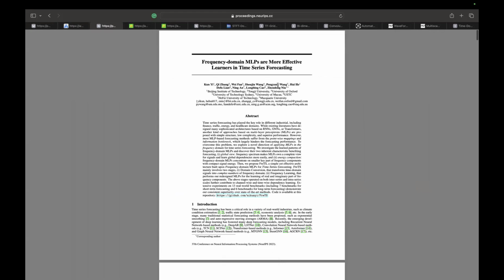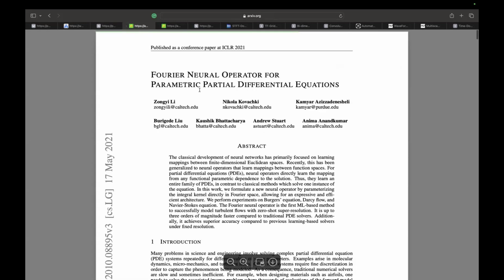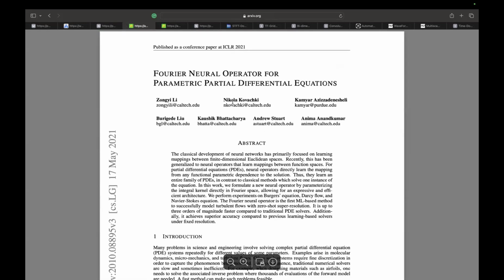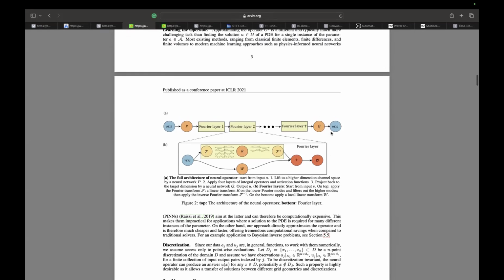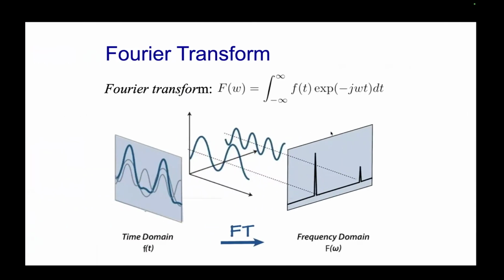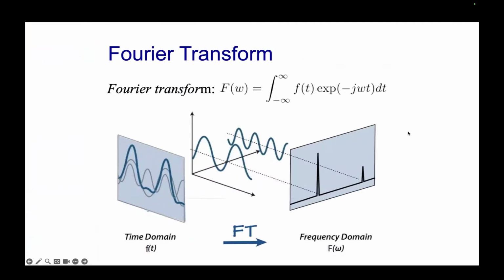Then this is for time series forecasting. This is a NeurIPS 23 paper. So they are using MLPs in frequency domain. They are first taking the Fourier transform of the signal and they're applying MLPs there. Then we have neural operator, which also uses Fourier transform. So Fourier transform, filtering, Fourier inverse, then activation. This is the neural operator. So this was the Fourier transform.